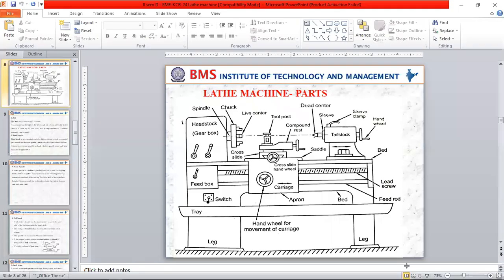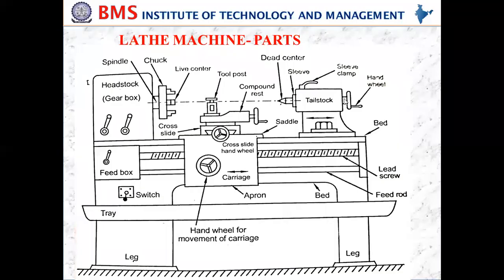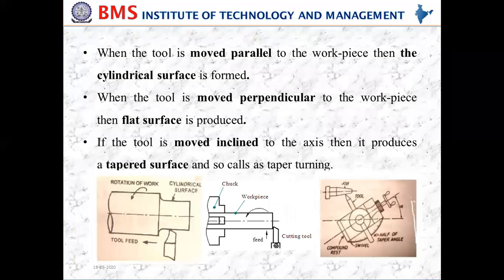Okay, right. So that is about the lathe machine and how the turning, how the cutting takes place and how the material is going to be removed. And based on that, how the flat surface is going to be obtained, cylindrical surface is going to be obtained, flat surface, as well as taper surface. We will go through the video once again.